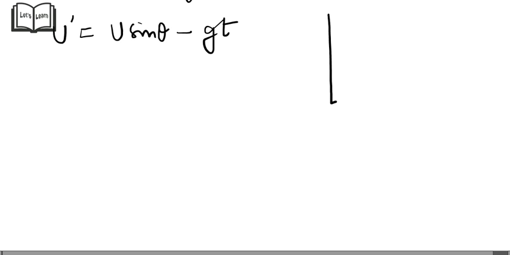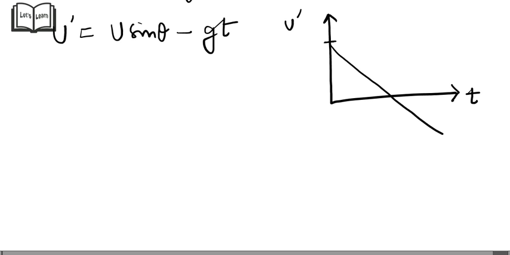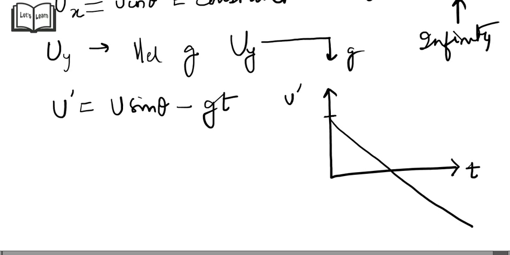Let at a particular time the velocity along y be u prime. So u prime will be u sin theta minus gt. So the vertical velocity, if you plot it with time, at t equal to 0 it is u sin theta, and it is a linear graph, so the vertical velocity as a function of time will look like this.